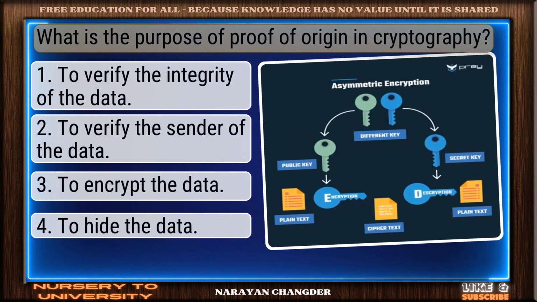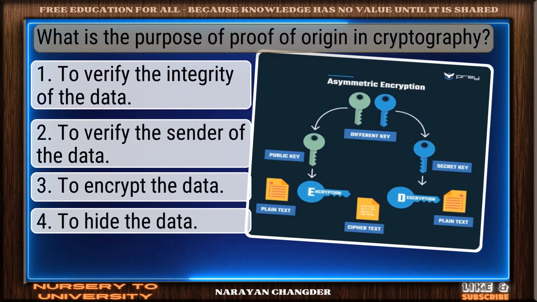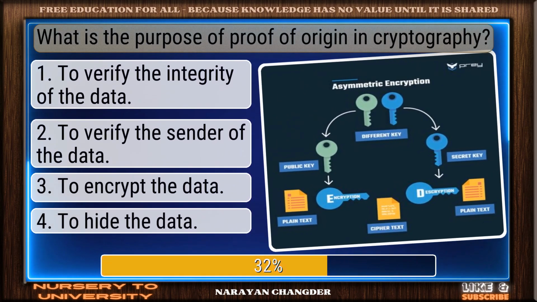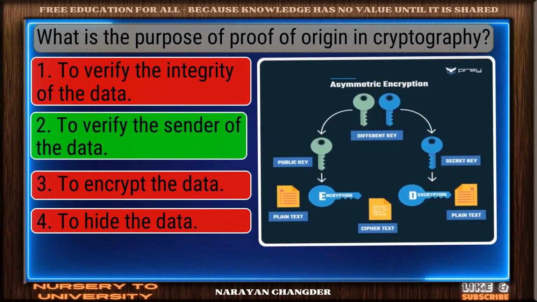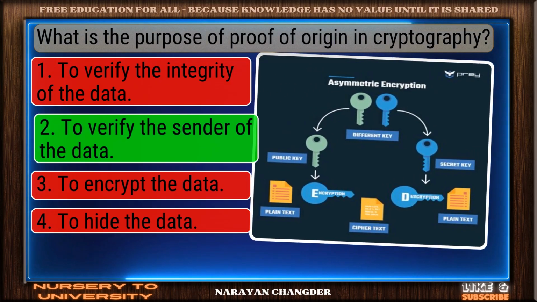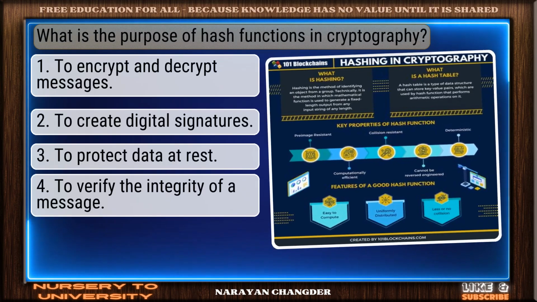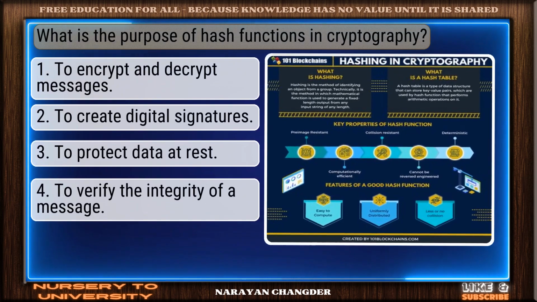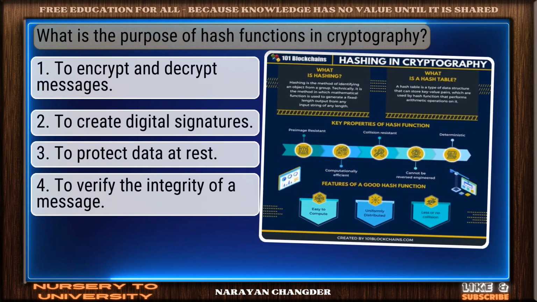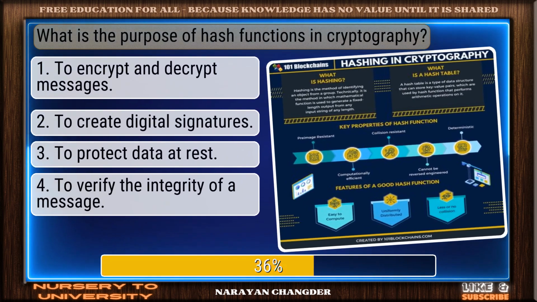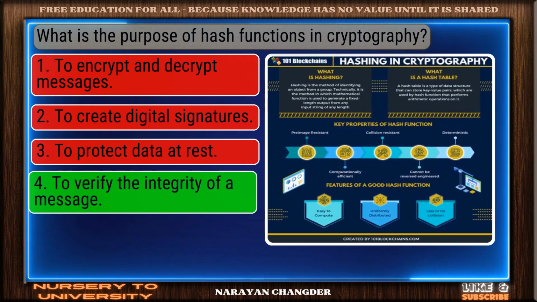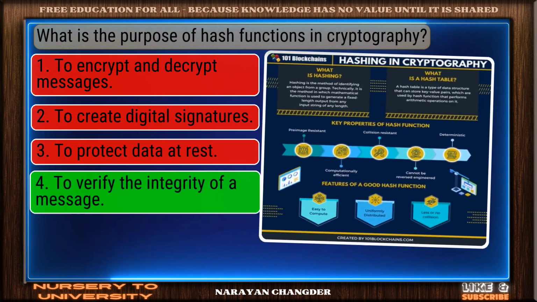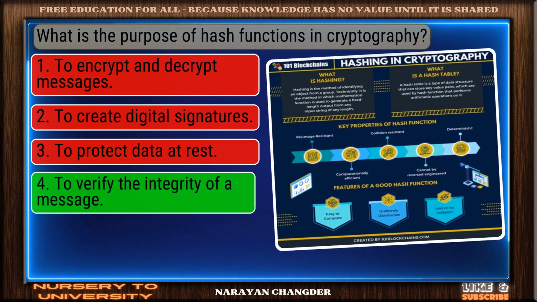Question number 40. What is the purpose of proof of origin in cryptography? Strong choice. To verify the sender of the data is the right answer. Question number 41. What is the purpose of hash functions in cryptography? Nice selection. To verify the integrity of a message is the correct and valid answer.